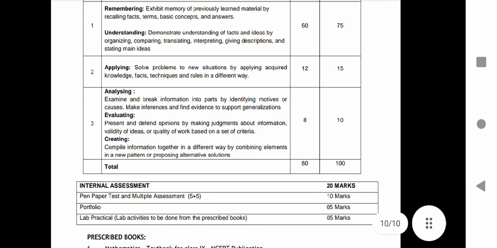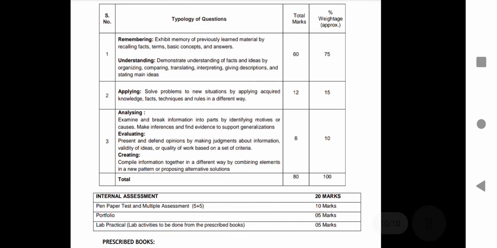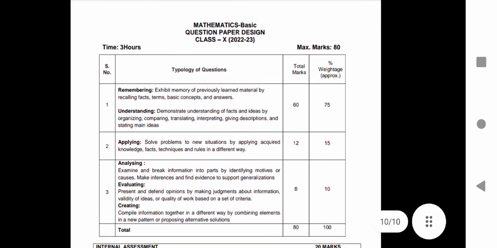You only need to focus on this, which is very important: the serial numbers, remembering and understanding. It would be of 60 marks, which is very high. And after that, applying: solve problems in new situations by applying required knowledge, facts, and the like, which means quiz-type questions. And after that, analyzing, evaluating, creating, which is of 8 marks. So total is 80 marks and 20 marks of internal assessment. So total marks for your 10th class would be 100 marks. So you can prepare hard.